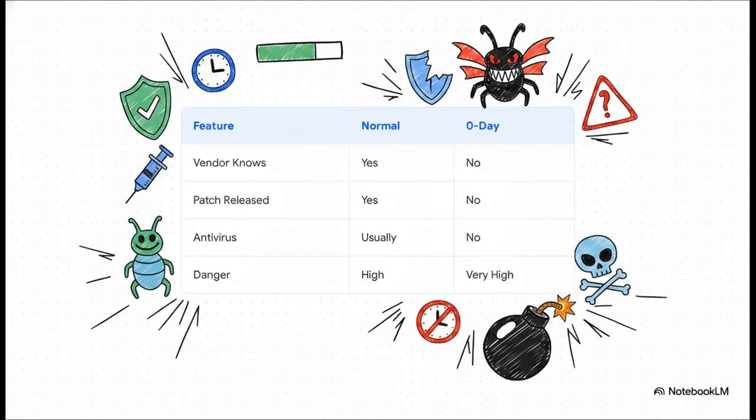Now, what separates a normal bug from a zero-day? It's all about time. Why call it a zero-day? Because when the attack drops, the software vendor has literally had 0 days to prepare. With a normal vulnerability, the vendor knows about it, they release a patch, your antivirus catches it, you're good. But with a zero-day, the vendor is completely blind. There's no patch. Your antivirus? Yeah, it usually won't see it coming. Pulling this off is insanely difficult for a hacker, but the danger level is absolutely off the charts because they're striking a completely unguarded target.